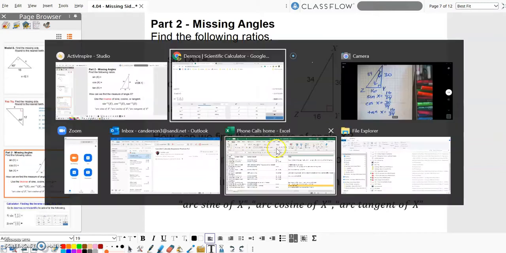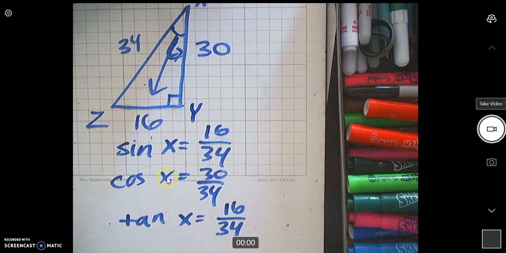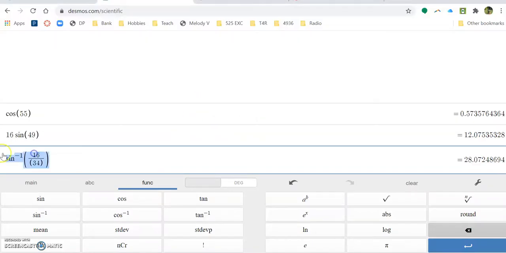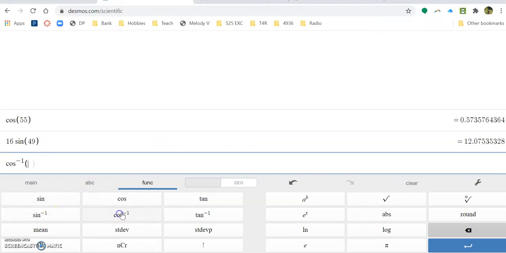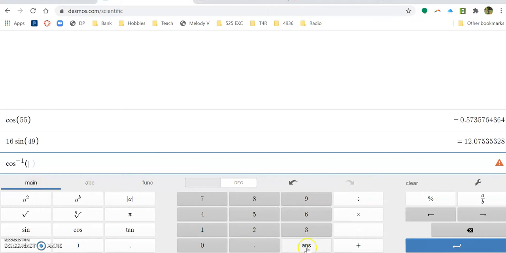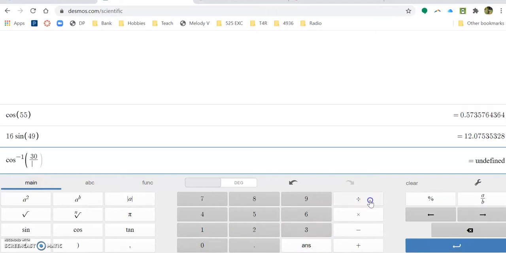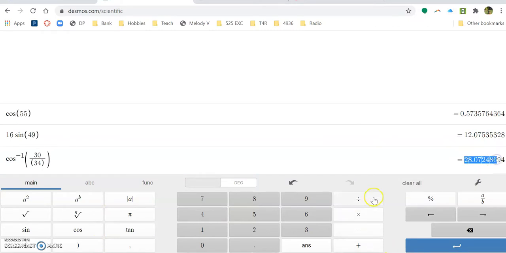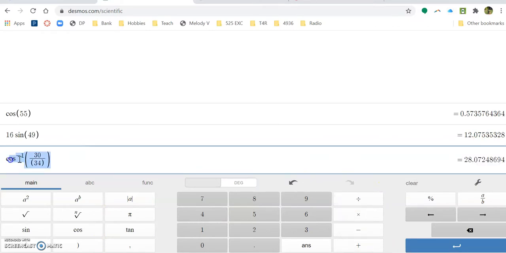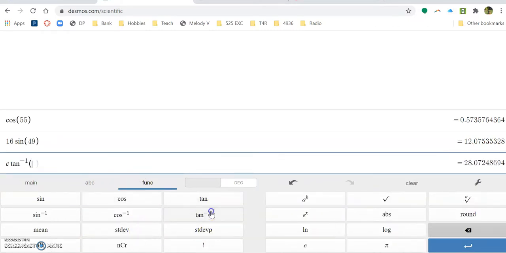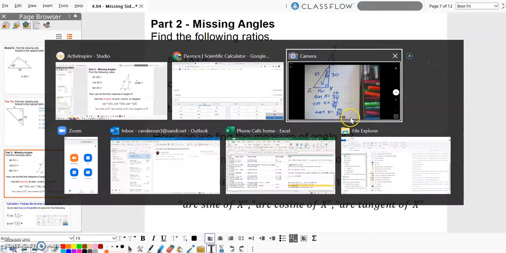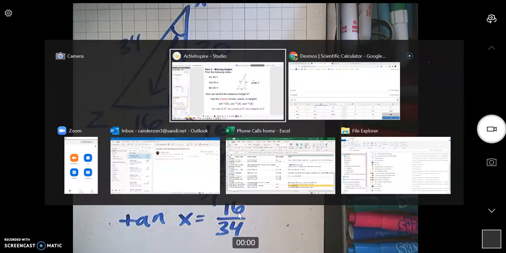We can check this with any of the other numbers as well. Let's try cosine x, 30 over 34. So cosine inverse, 30 divided by 34, close parenthesis, 28.07. Finally, let's do the tangent version. So tangent inverse, and our numbers in there were 16 over 34.